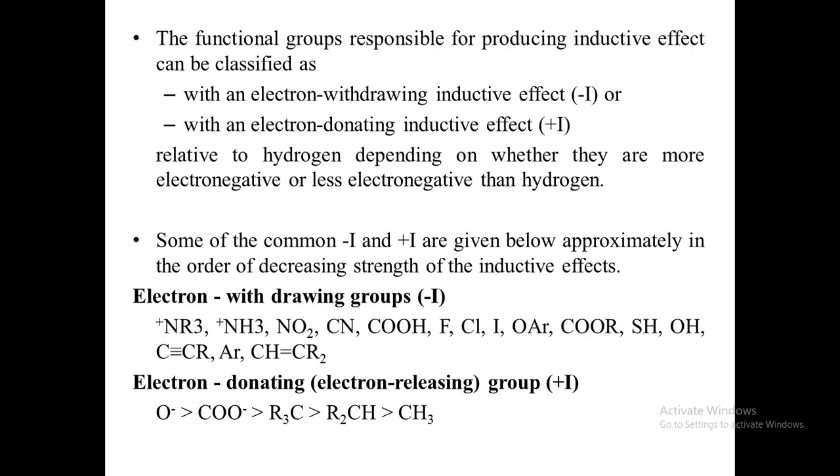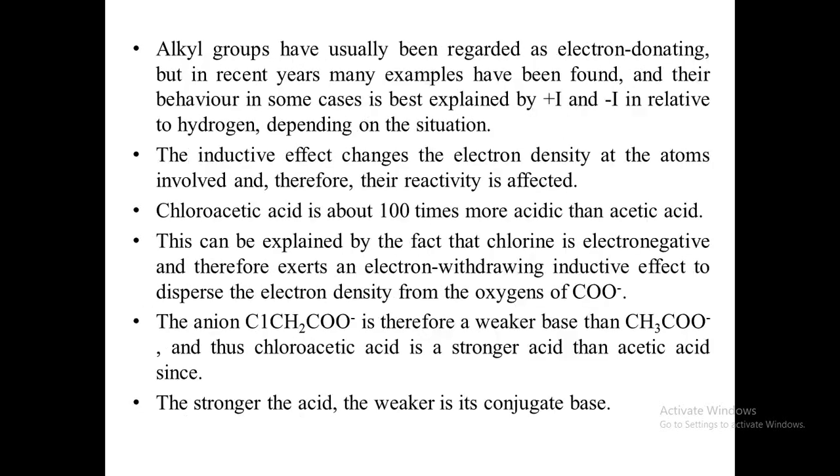And for electron donating groups, when an electronegative atom has a negative charge, it will donate electron density. And all the alkyl groups, whether it is tertiary alkyl group, that is R3C, secondary alkyl group R2CH, and primary alkyl group, that is CH3. Alkyl groups have usually been regarded as electron donating, but in recent years many examples have been found that their behavior in some cases is best explained by being positive or negative relative to hydrogen depending upon the situation.